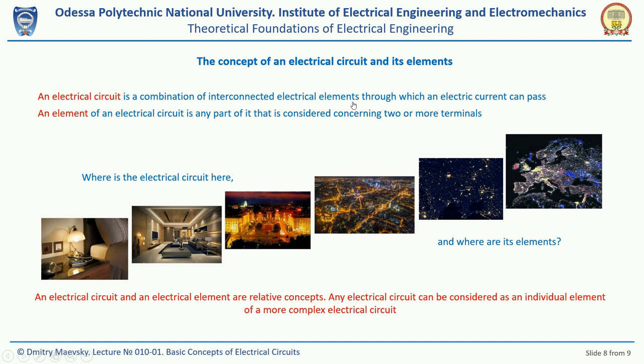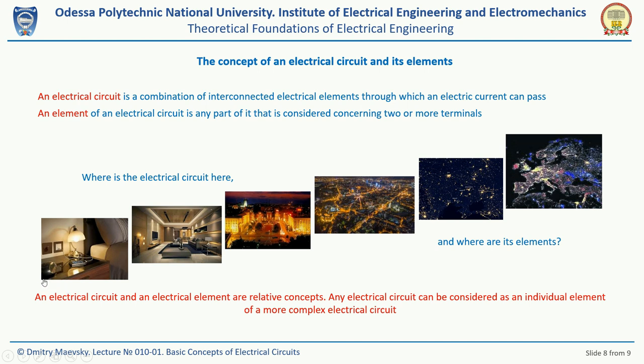But what is an electrical element? Wikipedia defines an electrical element as a structurally completed product capable of performing its functions as part of an electric circuit. Again, we get that an electric circuit is a set of elements, and an element is part of this circuit. So, how do you understand what an electric circuit is and what an electric element is? Let's consider a series of photographs on this slide.